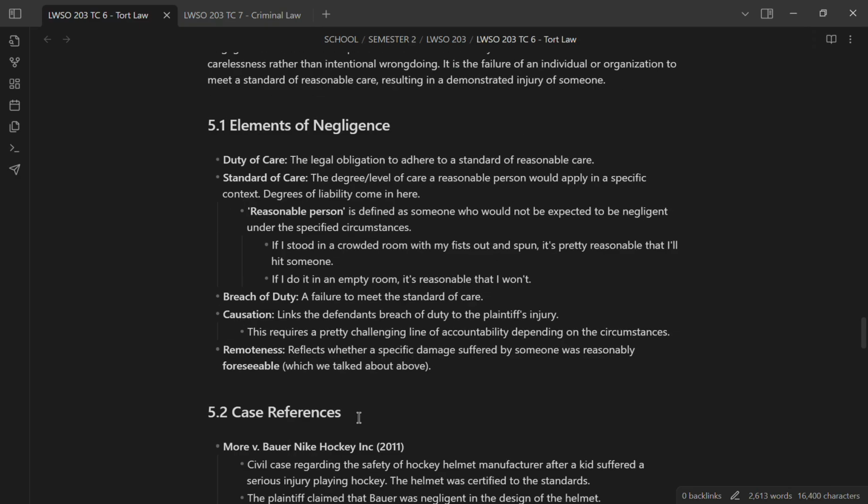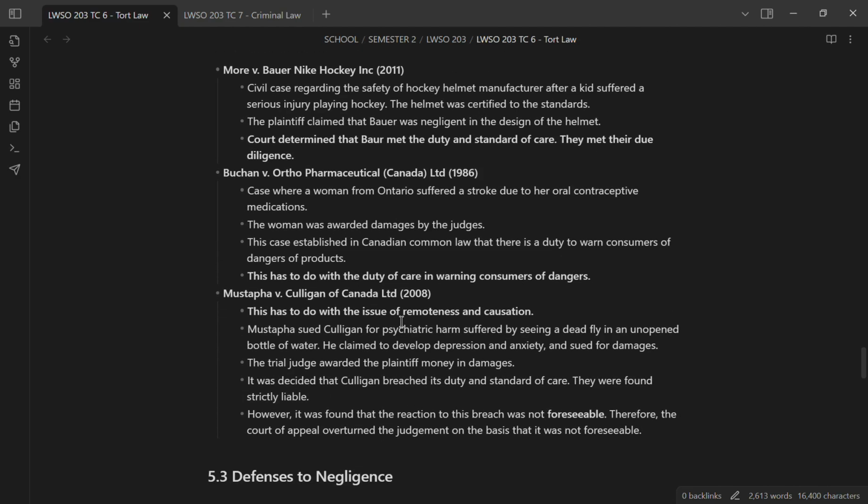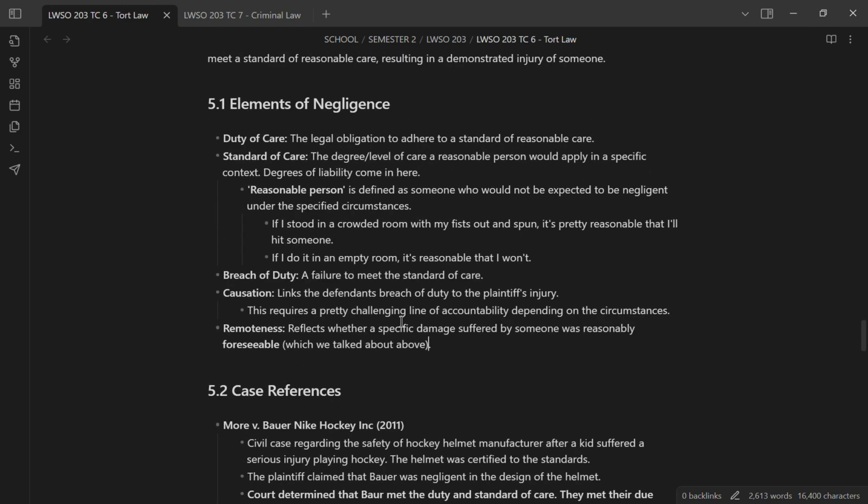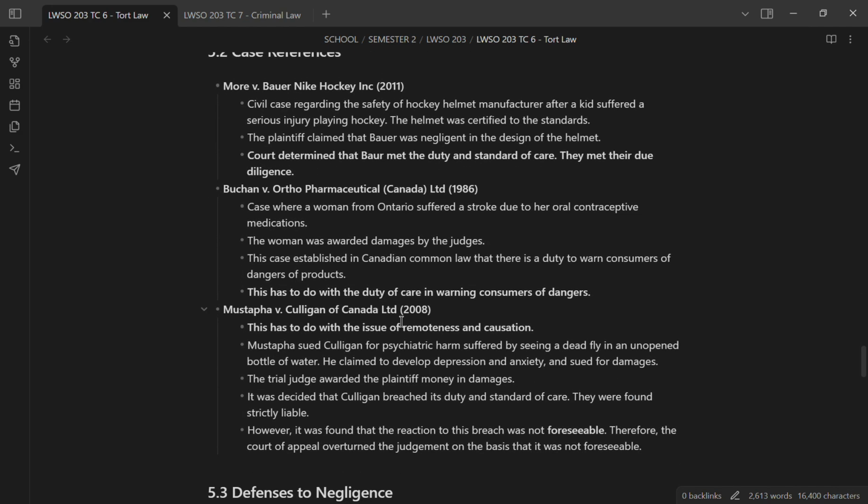Let's look at a couple of cases here, a few cases actually. Just before we take a look at a handful of defenses, I just want to take a look at a couple of cases.